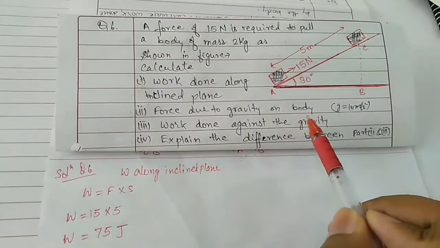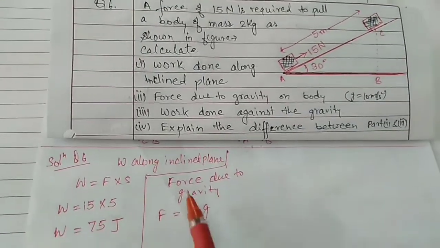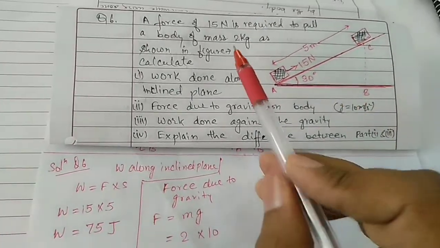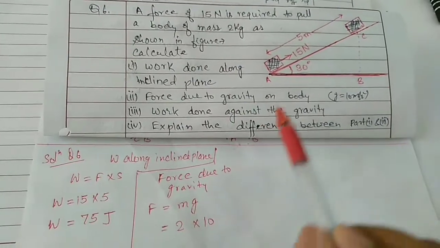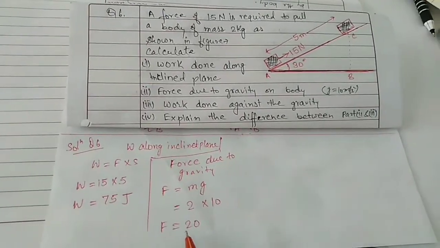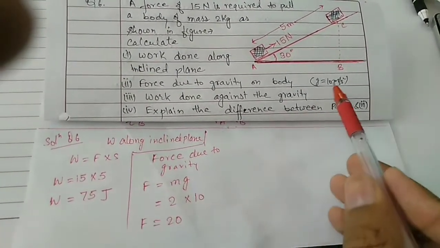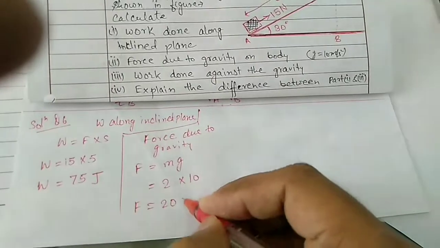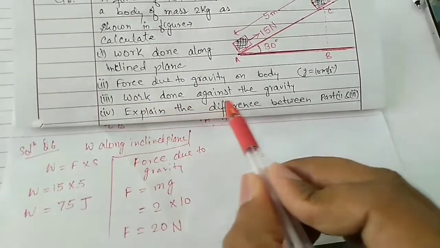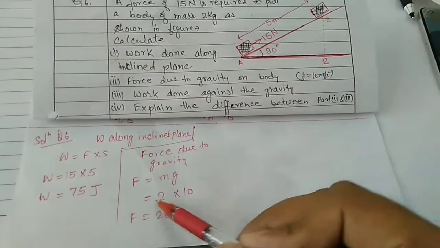Second, force due to gravity on the body. Force due to gravity means mg. Let's calculate. So second part, force due to gravity is equal to F is equal to mg. Fill the value. Mass of the body in the question is given 2 kg and the value of g is given here, 10. So it will be 20. Now unit: the mass is in kg and the value of g is in meter per second square, so force will be in Newton.